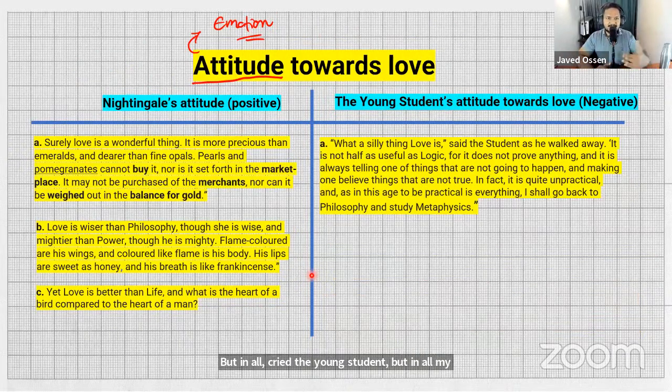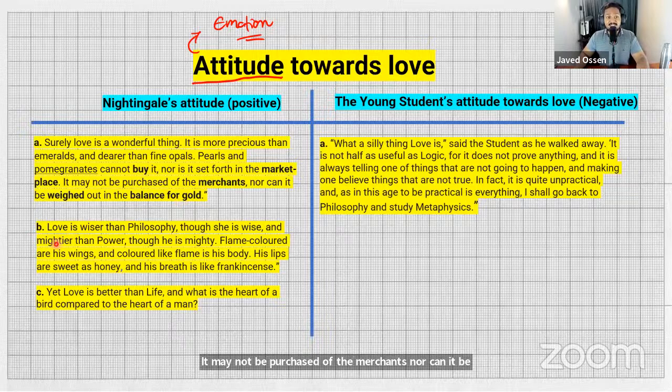However, the Nightingale has a positive attitude towards love. What does she say? Surely love is a wonderful thing. It is more precious than emeralds and dearer than fine opals. Pearls and pomegranates cannot buy it, nor is it set forth in the marketplace. It may not be purchased of the merchants, nor can it be weighed out in the balance for gold.